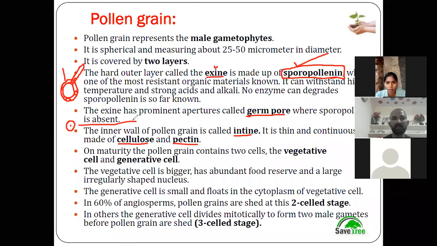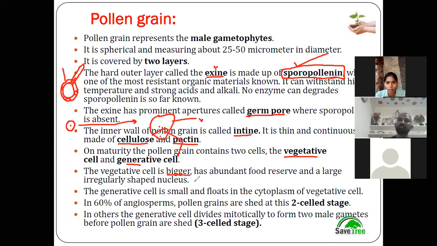Commonly, each microspore, which is separated from the pollen tetrad, is mainly divided by mitotic division to produce two unequal sized cells. These two cells are called the vegetative cell and the generative cell. The bigger cell is the vegetative cell, and the smaller cell is the generative cell.